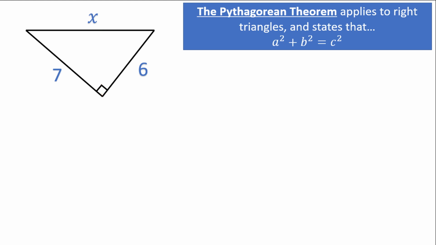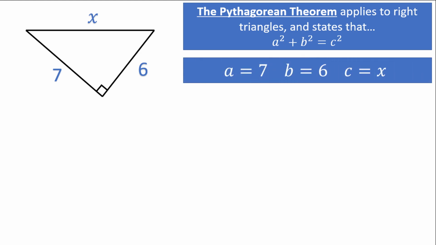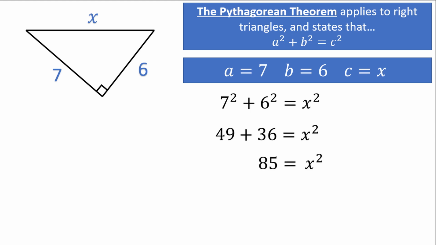Therefore, 7 and 6 are our 2 legs. So we have a is equal to 7, b is equal to 6, and c is equal to x. Again, it doesn't really matter if you mix around a and b. All that matters is that you correctly identify the hypotenuse. Applying the Pythagorean theorem, we have 7 squared plus 6 squared is equal to x squared. This simplifies to 49 plus 36 is equal to x squared. This simplifies to 85 is equal to x squared.